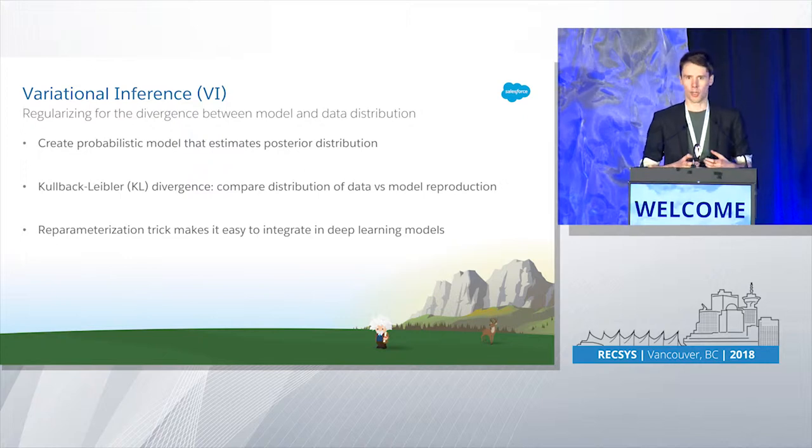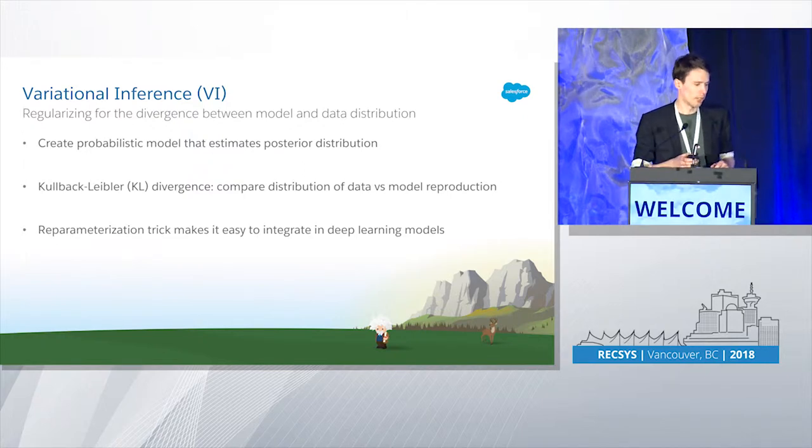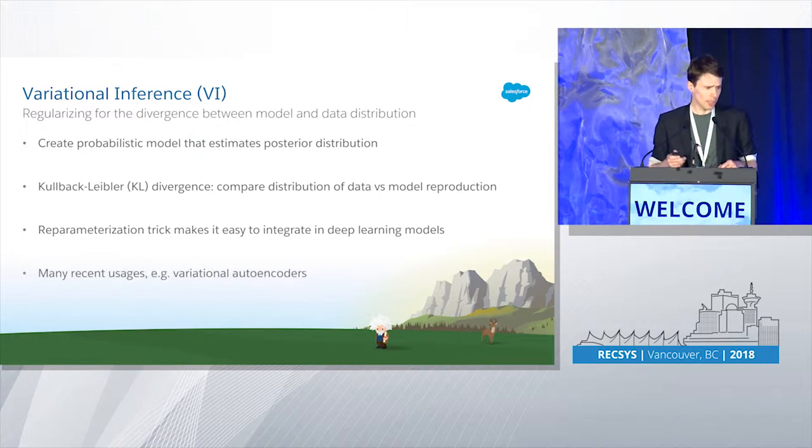What makes this so neat is that we can use the reparameterization trick to incorporate this in deep learning models. There's been a lot of recent usage of that. You have variational autoencoders for collaborative filtering as an example, and just in general, people are doing a lot of interesting work on that. And that's what we want to apply.